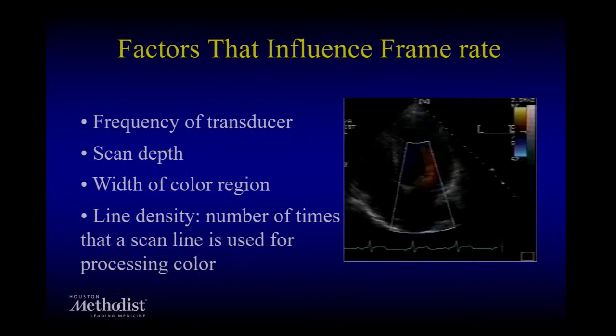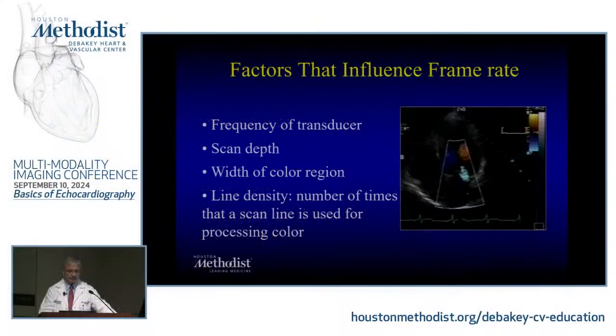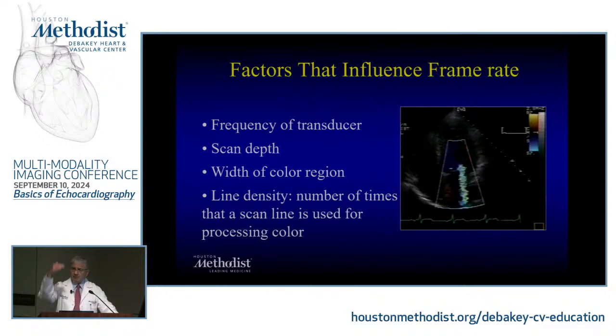How do you optimize color Doppler? Problem with color Doppler is the frame rate is much slower than your 2D imaging. So it's influenced by the frequency of the transducer, scan depth. Why? Because if I have a depth of the scan all the way down, if I need it, that's fine. But if I have it all the way down, I have to wait for ultrasound to come back all the way. Depth and the width of the sector are going to take much more time to analyze. So be mindful of that.